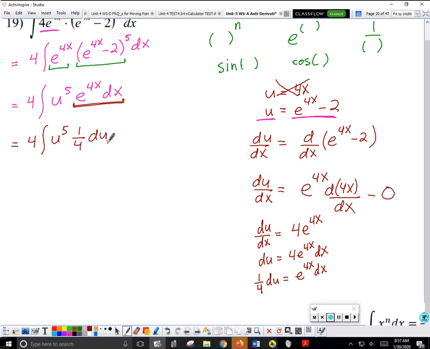Okay, I have here 1, 2, 3 factors. One of the factors is a constant, so it can come out. So I have 4 multiplied by 1/4. Antiderivative of u to the 5th du. Successful. We started with an antiderivative where every variable was x. We now have an antiderivative where every variable is u. And it should be painfully obvious that this is way simpler than this. So now this fits the pink sheet.